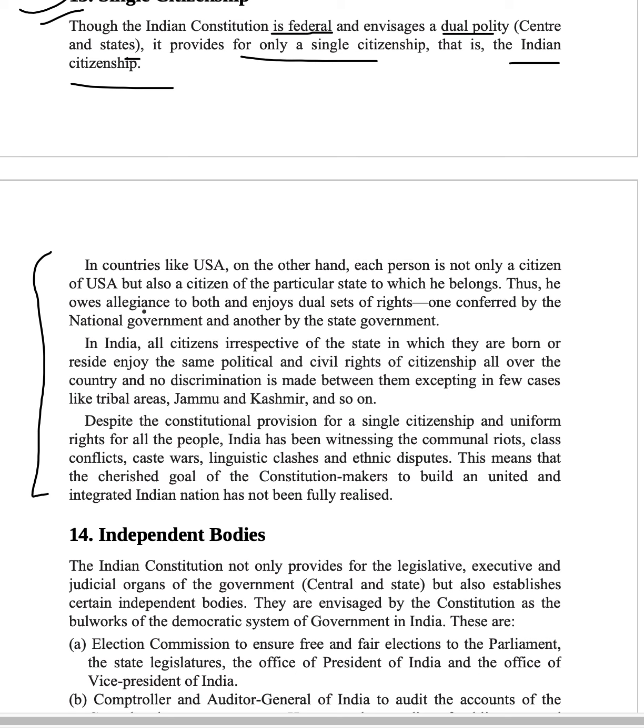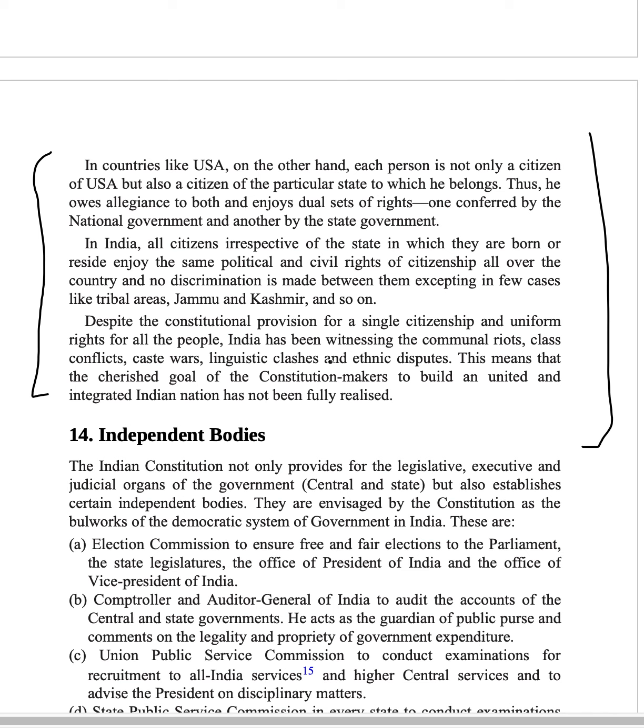That citizen is a citizen of that particular state as well as USA. Thus, he owes allegiance to both and enjoys dual sets of rights, one conferred by the national government and another by the state government. In India, all citizens, irrespective of the state in which they are born or reside, enjoy the same political and civil rights of citizenship all over the country. What are the political and civil rights? Basically, the fundamental rights are the political and civil rights. And no discrimination is made between them excepting in few cases like tribal areas, Jammu and Kashmir, and so on.